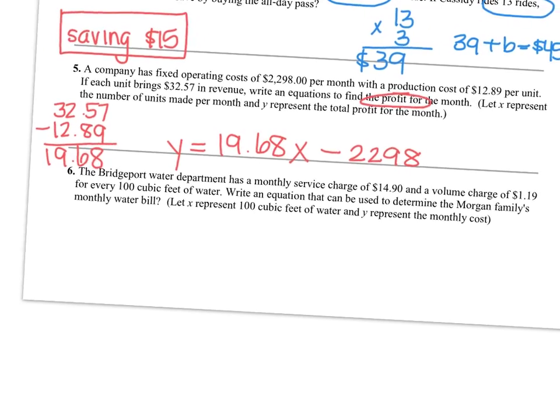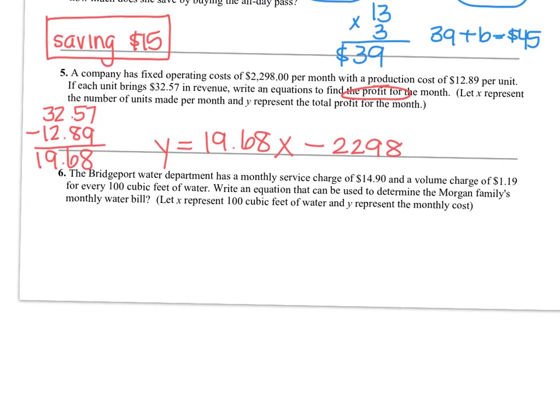All right, number 6. The Bridgeport Water Department has a monthly service charge of $14.90 and a volume charge of $1.19 for every 100 cubic feet of water. Write an equation to determine the total family water bill for every 100 cubic feet of water. So the cost is, regardless of how much water they use, they have to pay $14.90 a month. So we're going to start with that.